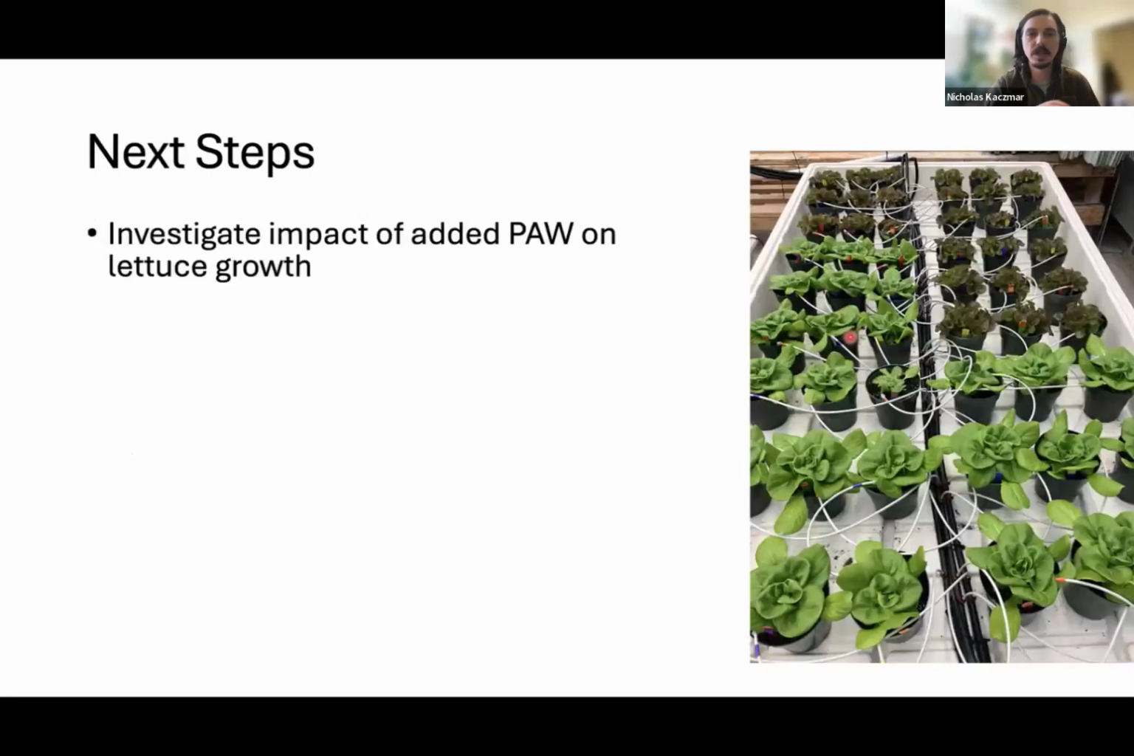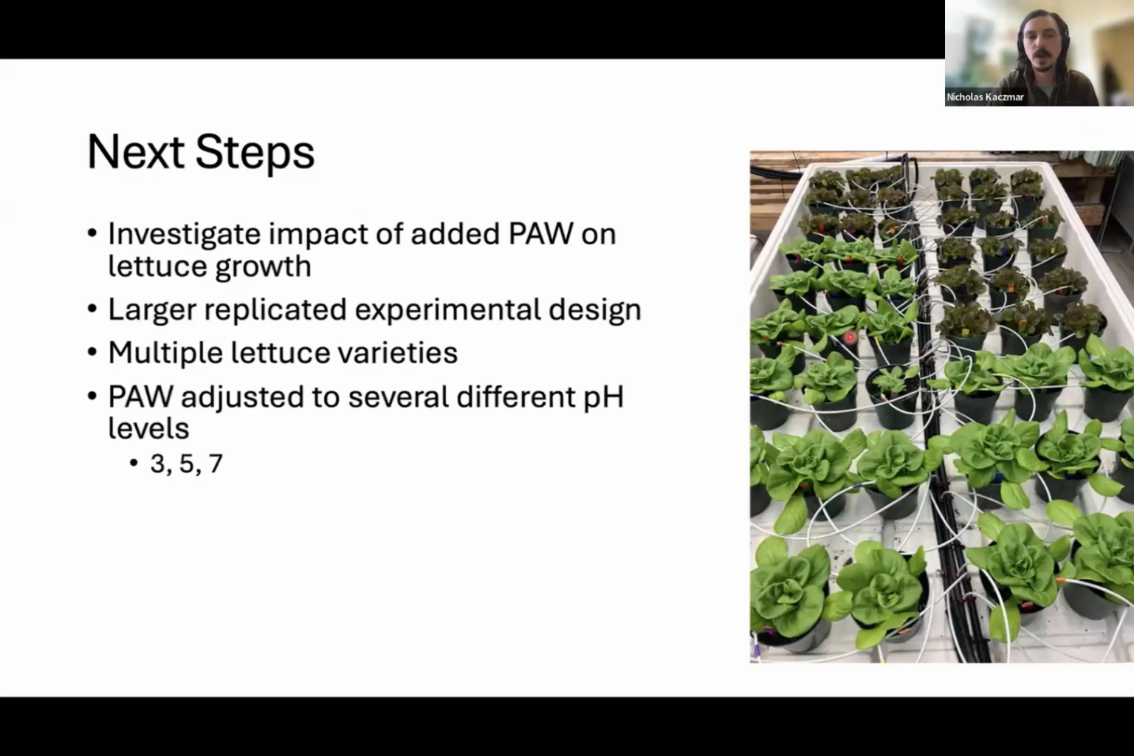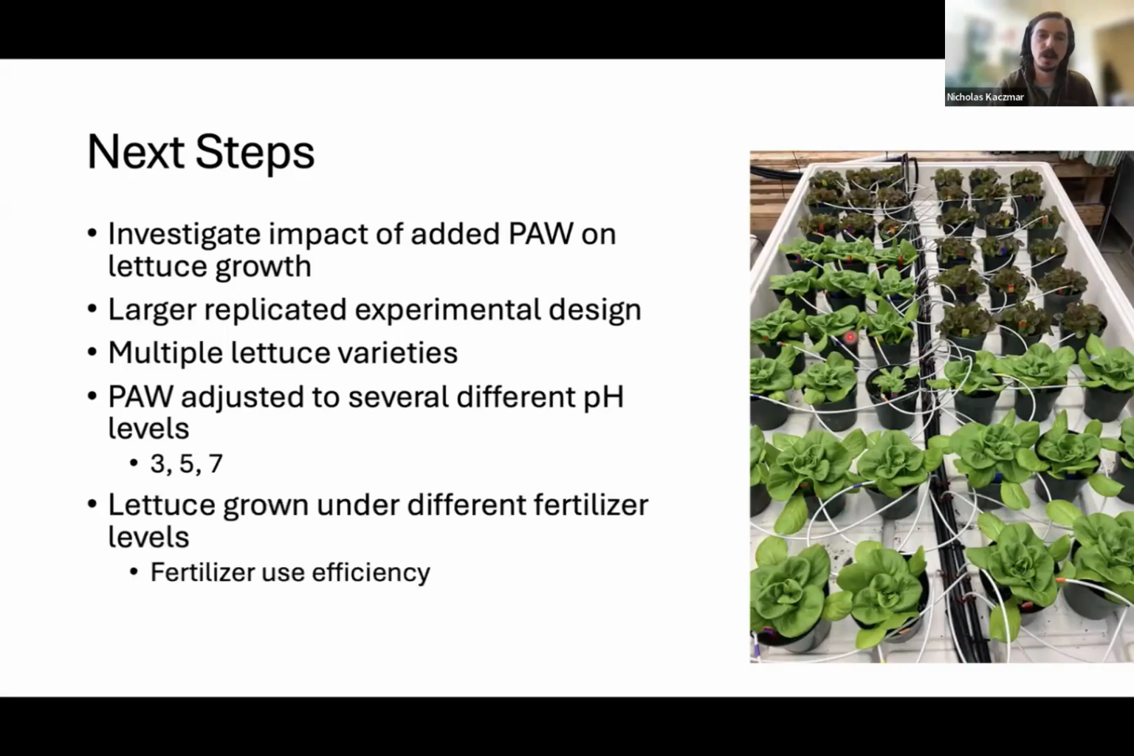So the next steps: I don't think we're going to look at using PAW as a pH controller, but rather start adding it and investigate the impact of added PAW on growth. We'll use a larger replicated experimental design with multiple lettuce varieties, to make sure the trend is replicated in not just one variety but in multiple ones. I'd also like to look at buffering the PAW to several different pH levels to see what the impact would be, and then grow lettuce under several different fertilizer levels to see if PAW would have an impact on fertilizer use efficiency. And that's all I have.